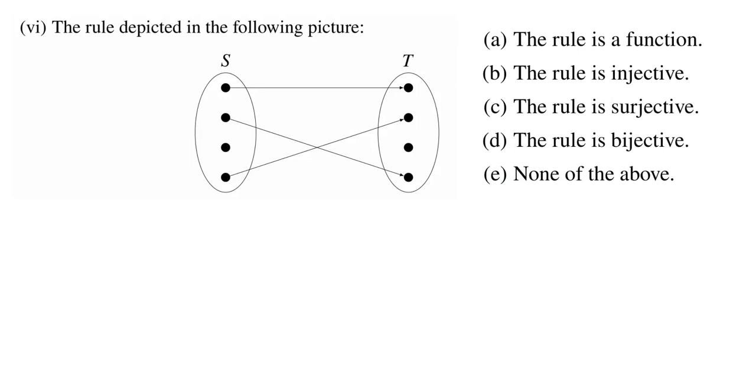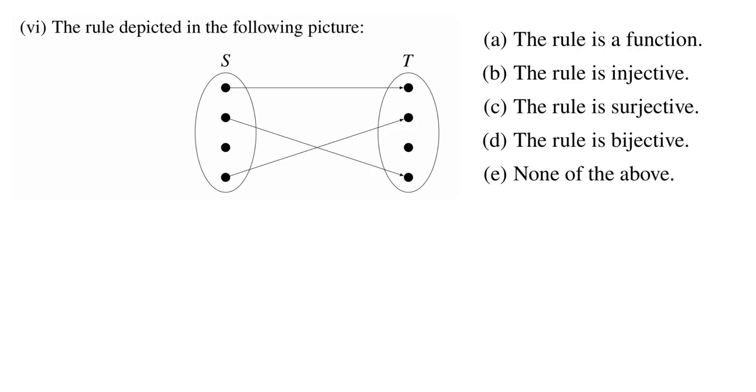In number 6 here, we're actually given the rule diagrammatically. We're given two sets S and T. They each have 4 elements. First question, is this actually a function? Looking down at the left, we notice there's not an arrow coming out of this dot here, which means we do not have a function.